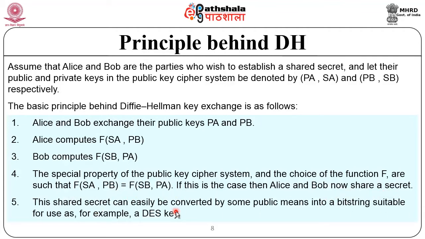So, this shared secret can be easily converted by some public means into a bit stream suitable for use, for example as the DES key. So, now this shared information can be given as an input for your DES algorithm, which we have discussed in the case of symmetric key cryptography. So, what we can understand from this principle for DH key exchange is that Alice and Bob never share their secret information in public, but they are able to get the secret key by knowing the other's public information.